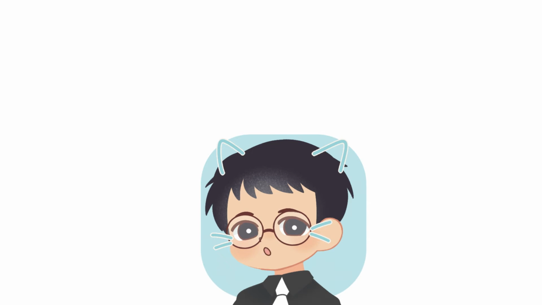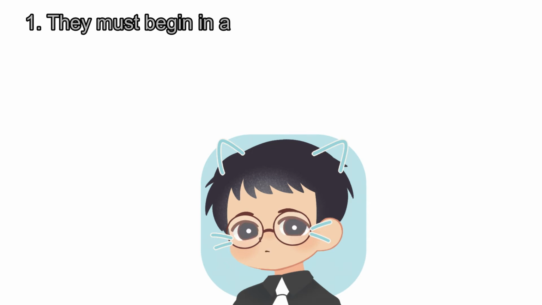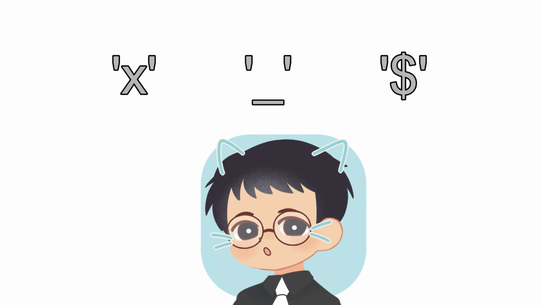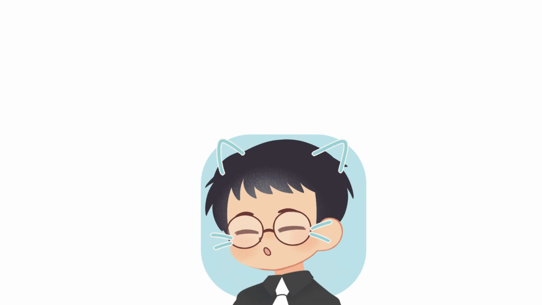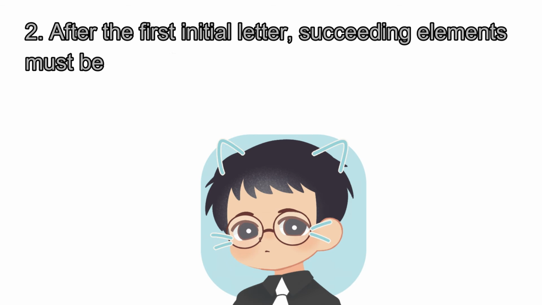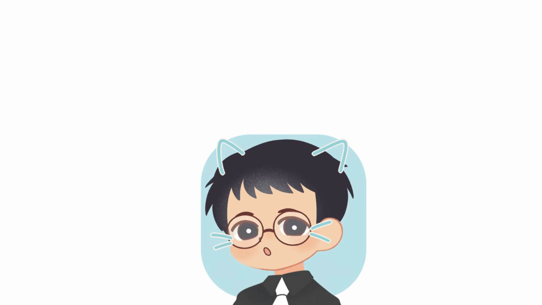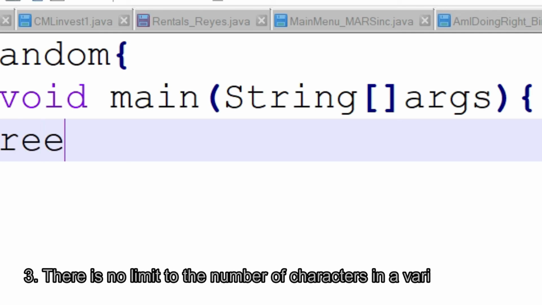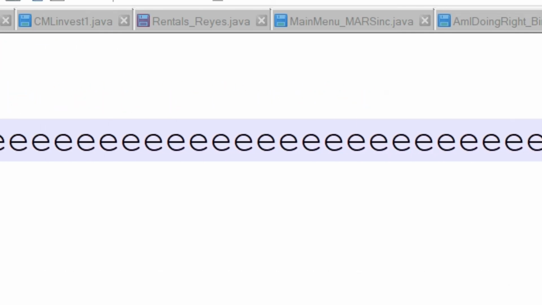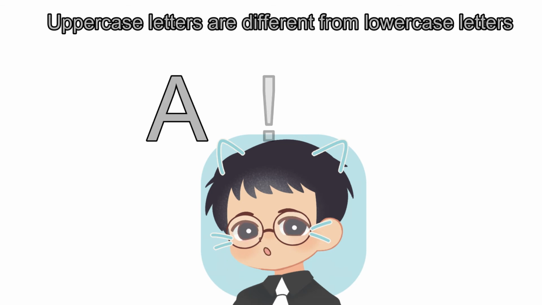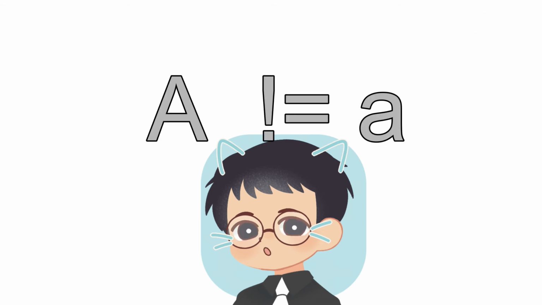Variable names have specific rules in naming them. First, they must begin with a letter, underscore, or $ sign, though underscores and $ sign are not recommended. After the first initial letter, succeeding elements must be a number or letter. No special characters or spaces. Next, there is no limit in the length of the variable. And lastly, uppercase letters are different from lowercase letters as Java is a case-sensitive language.